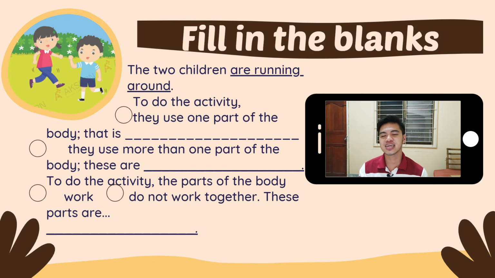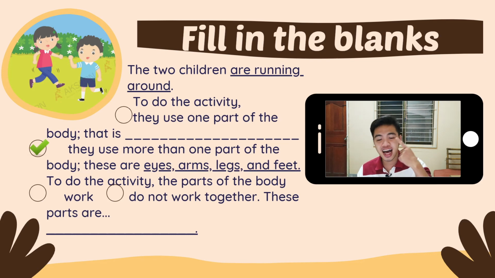And of course, to do the activity, what do they use? A, they use one part of the body. B, they use more than one part of the body. So how many parts of the body do we use for running around? Of course, we use more than one part of the body. And what are those parts? Good job. We have the eyes, the arms, the legs, and the feet. Those are the parts of the body that we use when we run around.